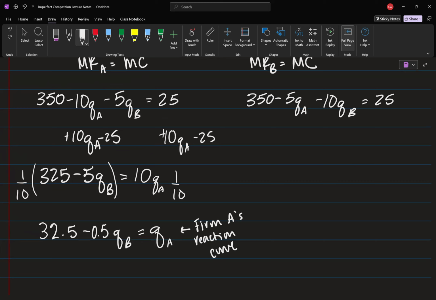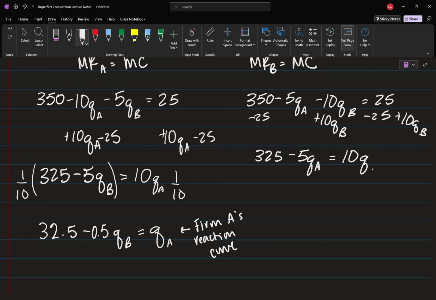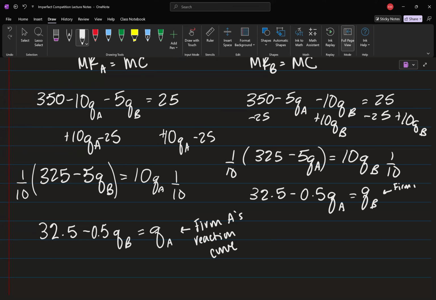Let's find firm B's reaction curve. We're going to subtract 25 from both sides and add 10 times the quantity firm B produces to both sides. That's going to give us 325 minus 5 times the amount produced by firm A equal to 10 times the amount produced by firm B. We're going to divide both sides by 10. That's going to give us 32.5 minus 0.5 times the amount produced by firm A equal to the amount produced by firm B. And now we have firm B's reaction curve as well.